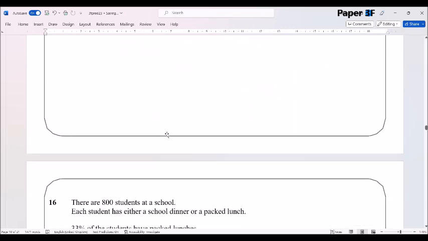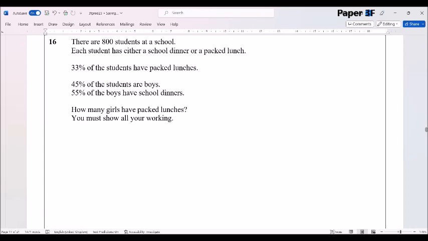Okay. Question number 16. There are 800 students at a school. Each student has either a school dinner or a packed lunch. 33% of the students have packed lunches. Okay, so 33%. You can write that either as 33 out of 100 of 800, or you could write it as 0.33 times 800, and that's quite a nice way of doing it. So that's 264 students have a packed lunch. So that's 264. We're just doing this as a story, and we can actually work this out as we go.